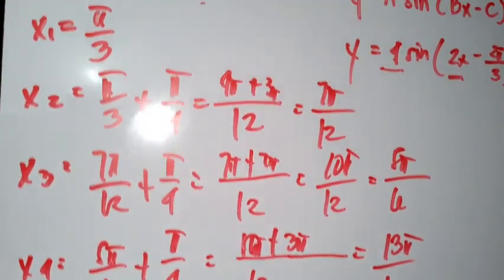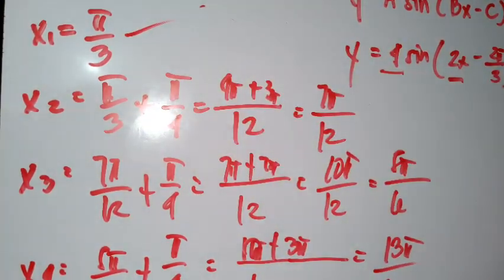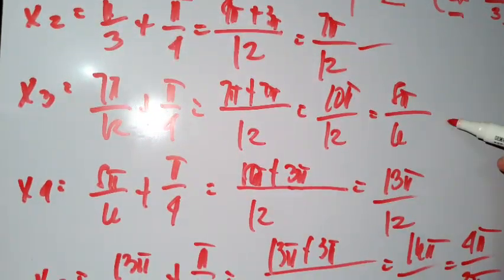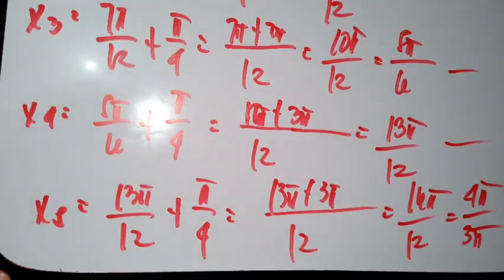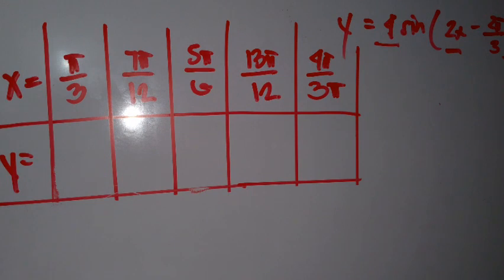This is now our x values. We have pi over 3, 7 pi over 12, 5 pi over 6, 13 pi over 12, and 4 pi over 3. So since we already identified the value of x for the 5 key points, we're now going to find the value of y.